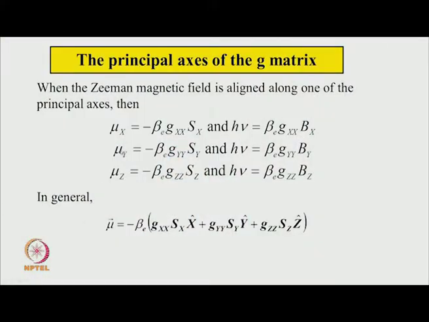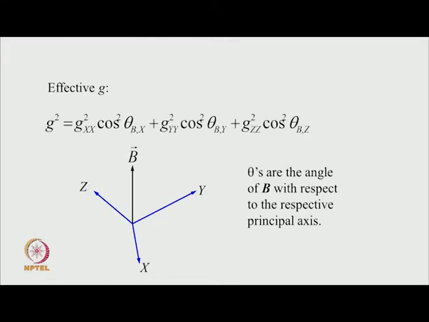Similarly for Sy and Sz. The corresponding energy of transition, if the magnetic field is along the x direction, then h nu is beta Gxx Bx. Similarly for the others. In general the magnetic moment can be written in terms of these principal components Gxx, Gyy, Gzz in this fashion, where capital X, capital Y and capital Z are the unit vectors pointing towards the principal axes. This is shown here. So, these are the principal axes.